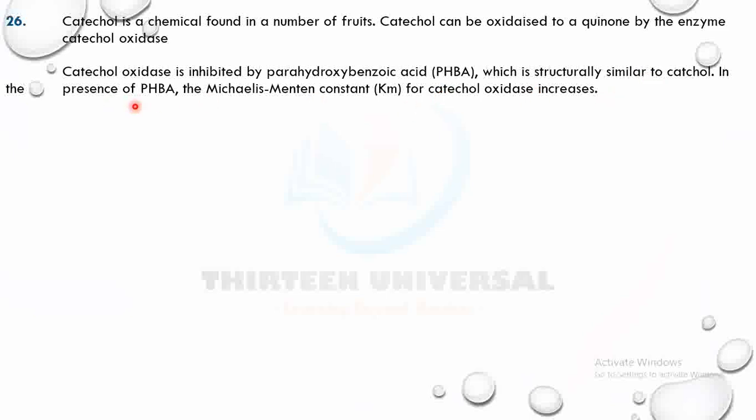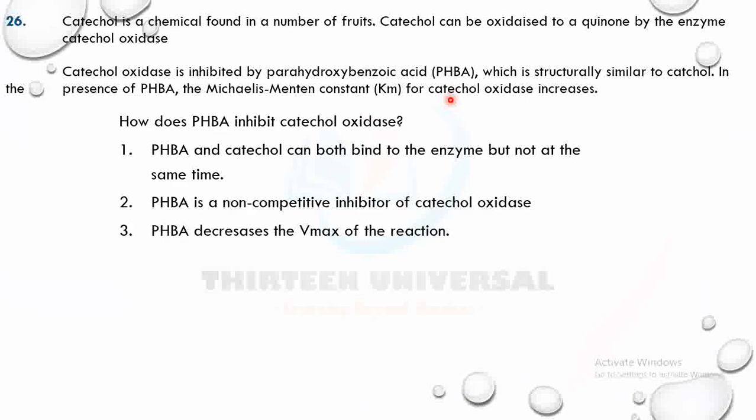In the presence of PHBA, the Michaelis-Menten constant for catechol oxidase increases. So it increases. So which inhibitor increases the Km value? Okay, now look at it. How does PHBA inhibit catechol oxidase?